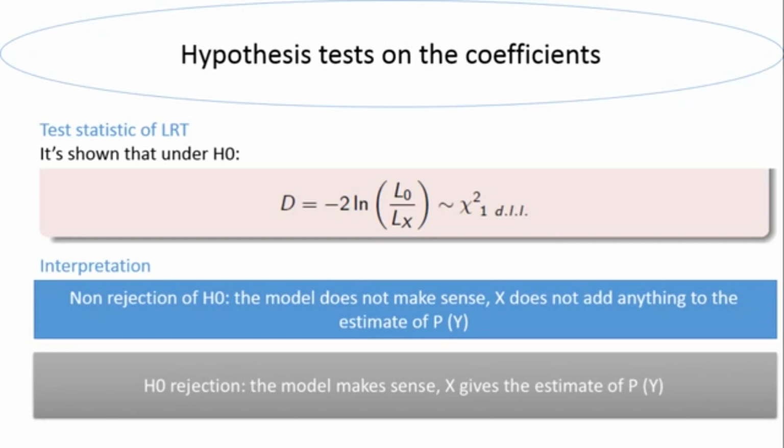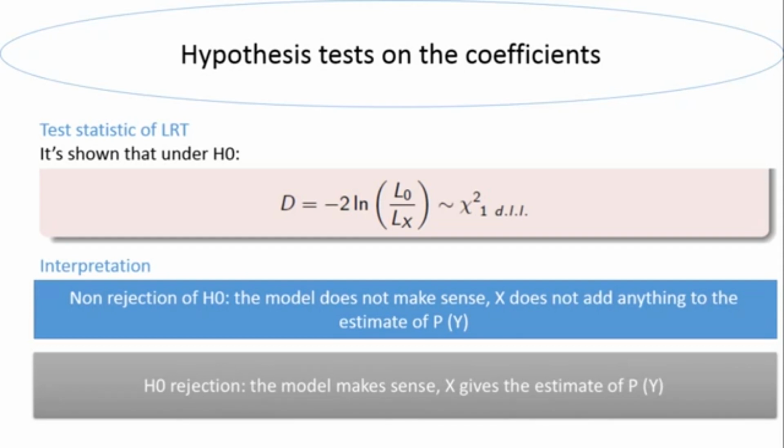So the interpretation is that in case of non-rejection of H0, the model does not make sense. It does not have anything to do with the estimate of the probability of Y. So the model doesn't make sense.